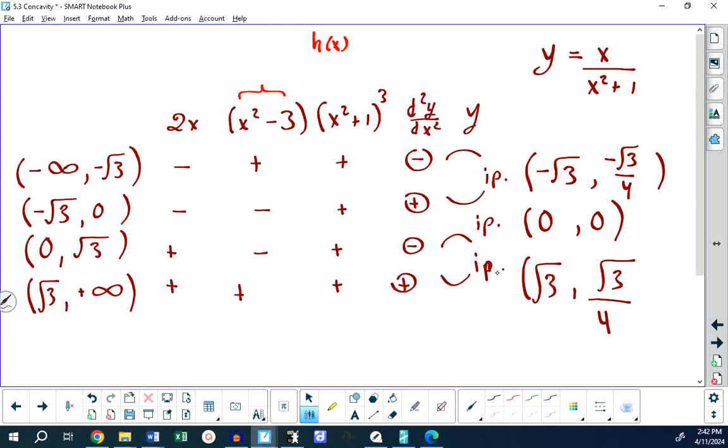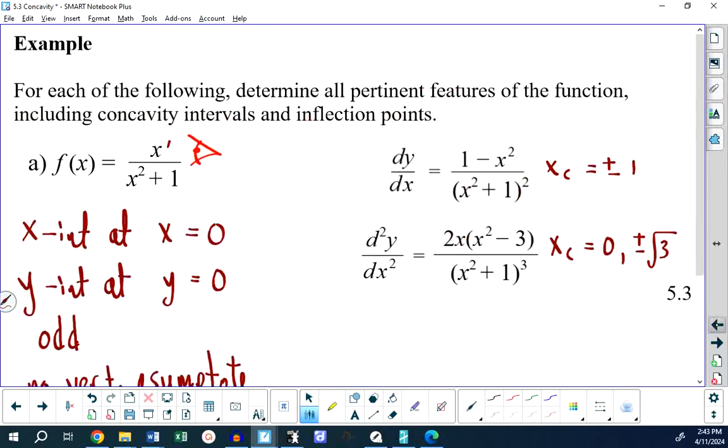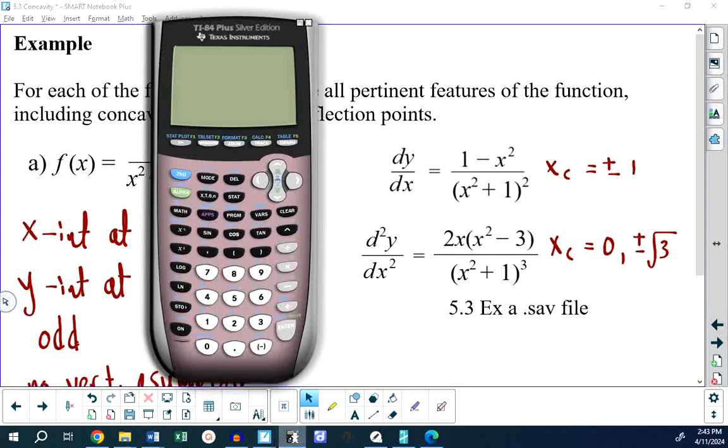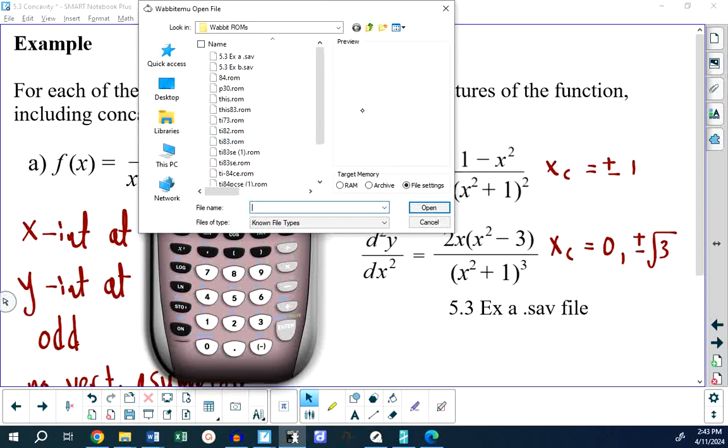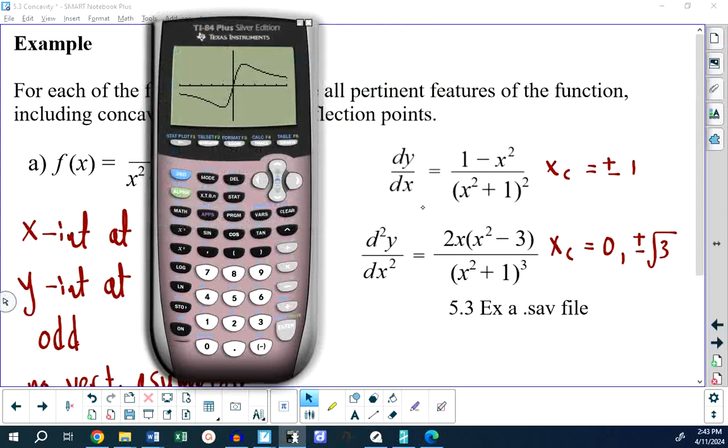We have come up with all of the important information. The coordinates of the max-mins, the coordinates of the inflection points, the fact that there's a horizontal asymptote, the fact that it's odd. And I've preloaded this function into my calculator. So I will show it to you. So this is what the function looks like.